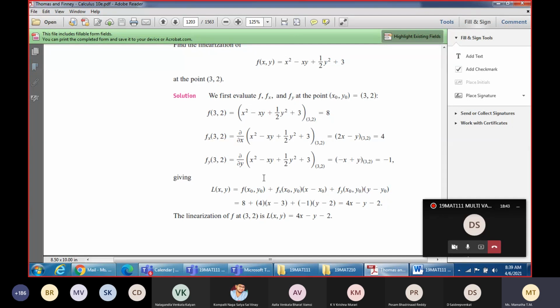So the given function was this. The linear approximation for the given function is 4x minus y minus 2. It is called a linear approximation because you can see the power of the variables is 1. Okay, linear. We call it linear because of the powers.